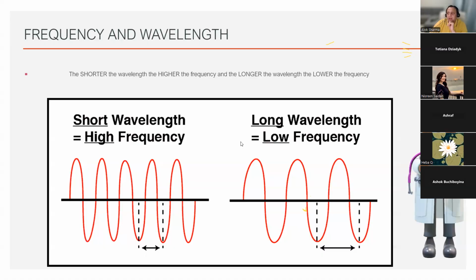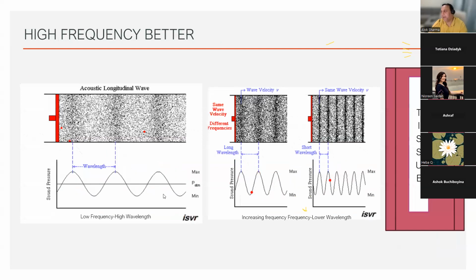On the other hand, if you use a low frequency, you're going to have fewer sound waves produced. And because there are fewer sound waves produced, they're going to have more distance between them, which means a long wavelength. Why is this important?